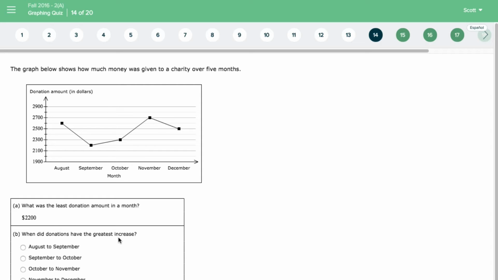When did the donations have the greatest increase? So here it decreased, so that doesn't count. Here it goes up a tiny bit. But here it goes up a lot. So from October to November, it goes up a lot. You're just looking for the greatest increase or the greatest decrease or whatever it's asking for.